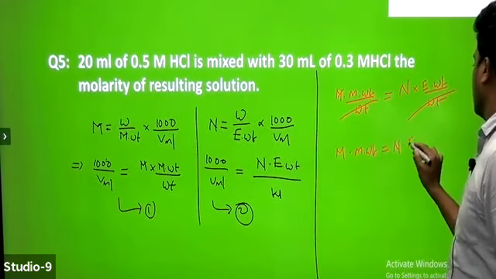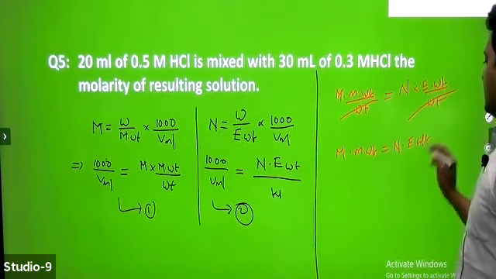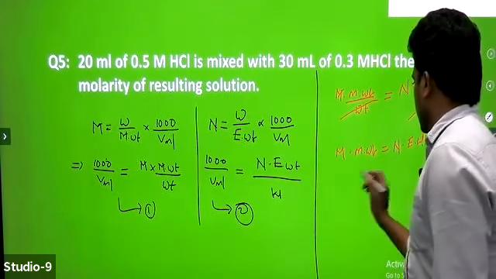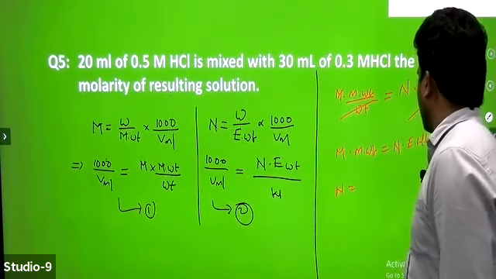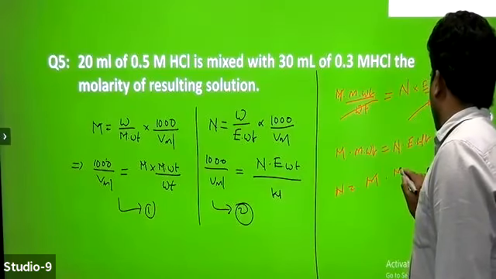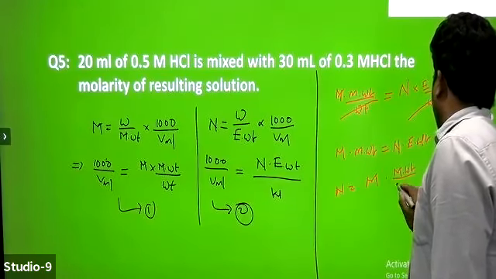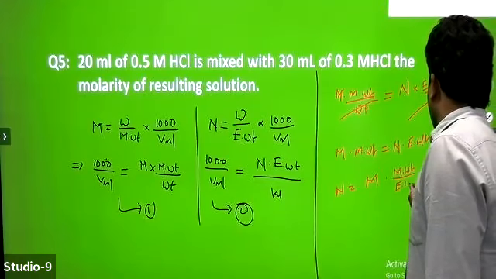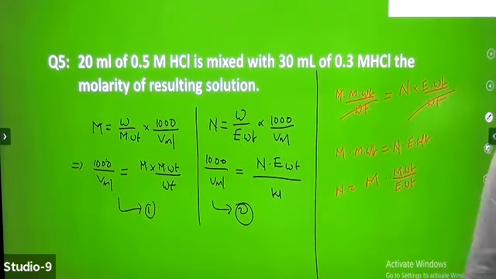Normality into equivalent weight. Right? So normality is equal to, can I write like this, molarity into molecular weight by equivalent weight. This is our relationship.